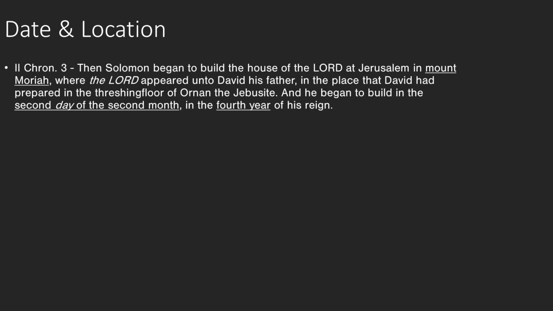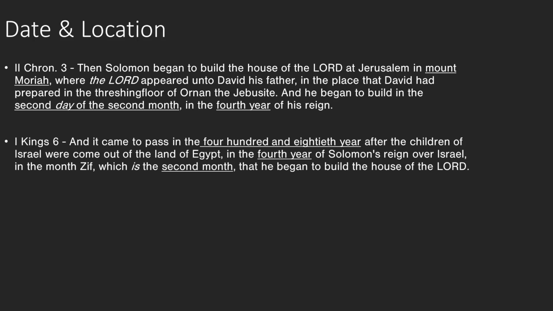Alright, when and where does he build it? 2 Chronicles chapter 3. Then Solomon began to build the house of the Lord at Jerusalem in Mount Moriah, where the Lord appeared unto David his father, in the place that David had prepared in the threshing floor of Ornan the Jebusite. And he began to build in the 2nd day of the 2nd month in the 4th year of his reign. Mount Moriah. Does anybody remember what happened on Mount Moriah?